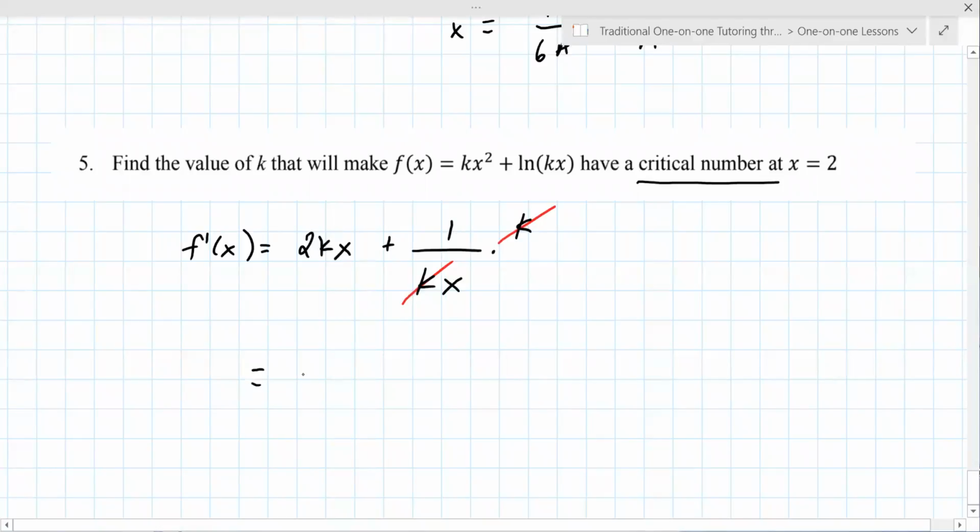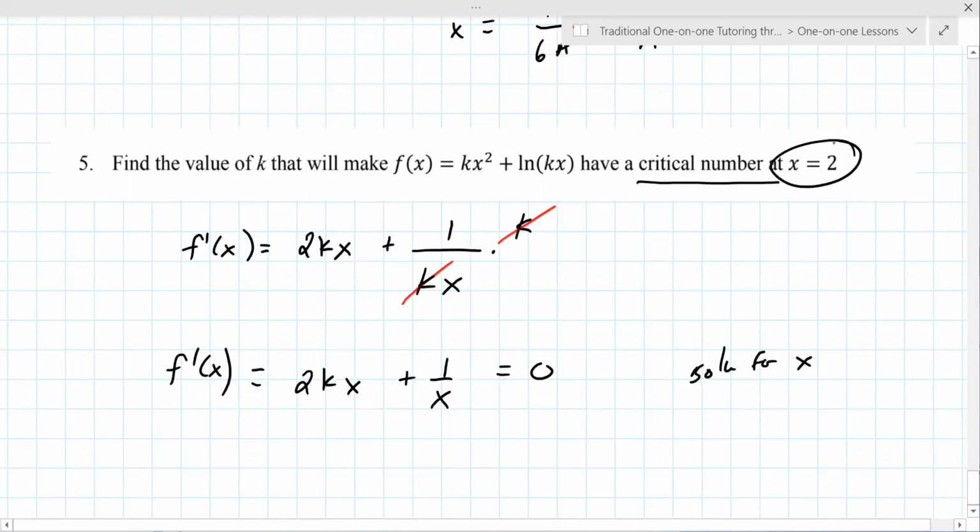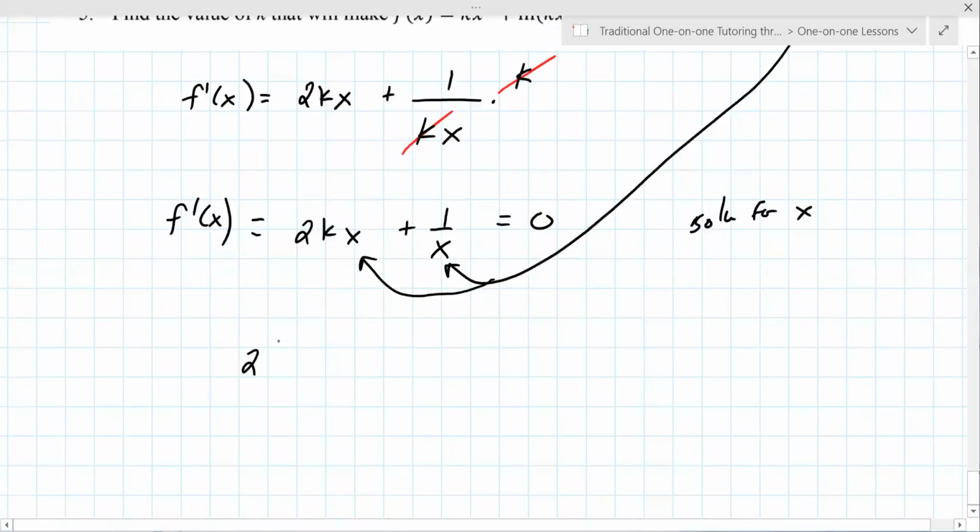Yes. So this becomes 2kx plus 1 over x equals 0, because the critical numbers come from setting it equal to 0. Now, normally you solve for x, but they're giving you x. So you take your x, you plop it in here. So you get 2 times k times 2 plus 1 over 2 equals 0. You get 4k equals minus 1/2. So k equals minus 1/8.